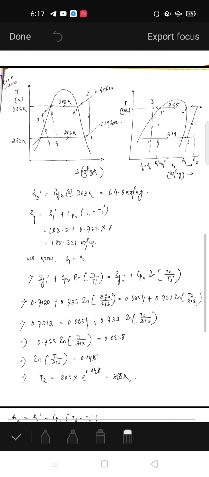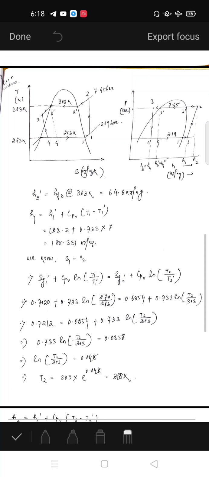So 1 to 2 is your isentropic compression. Similarly, you go to 2 dash, then move from 2 dash to 3 dash, then from 3 dash to 3. The upper temperature is 303, meaning the saturation temperature is 303, and the lower temperature is 263 Kelvin. Similarly, you can see the corresponding graph in the pH curve.